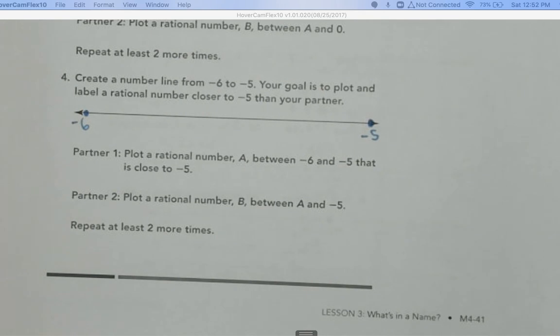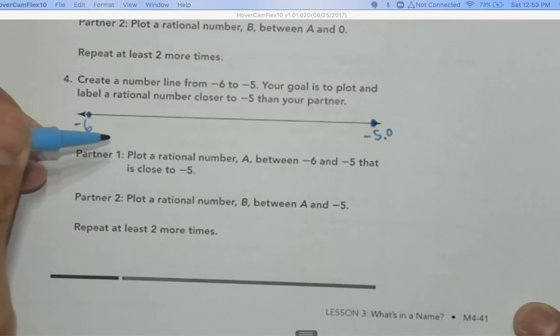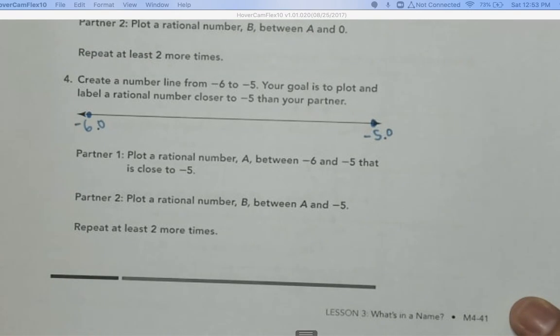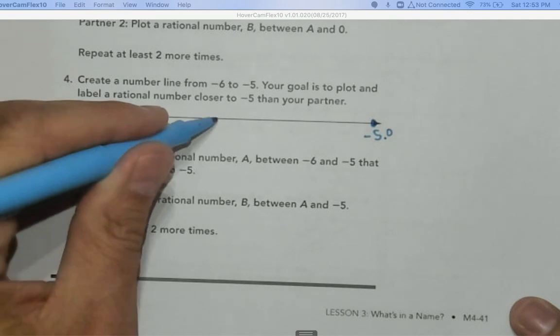Ooh, can I go first? You may go first. Okay. If I add a 0 onto 6, it'd be 6.0. I add a 0 onto 5, that's 5.0. So 5.5 would be right smack dab in the middle. So it'd be closer to negative 5.